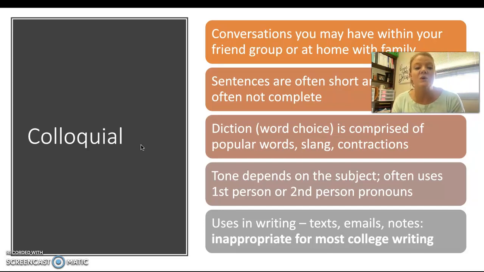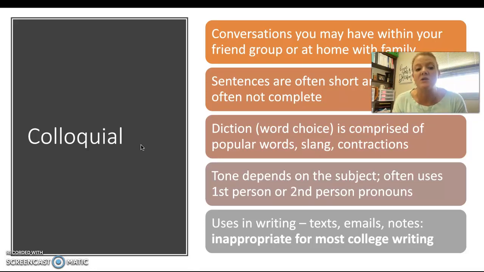The tone of a colloquial conversation depends on the subject, but more often than not, you use first and second person pronouns with colloquial language. First person pronouns are pronouns like I, me, my, myself, mine, and second person pronouns are you, your, yours, yourself. So those types of pronouns are informal and are often a large part of colloquial conversations.